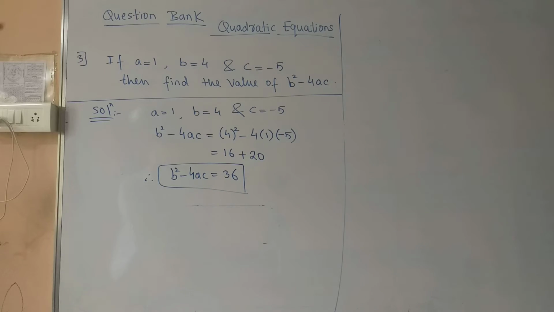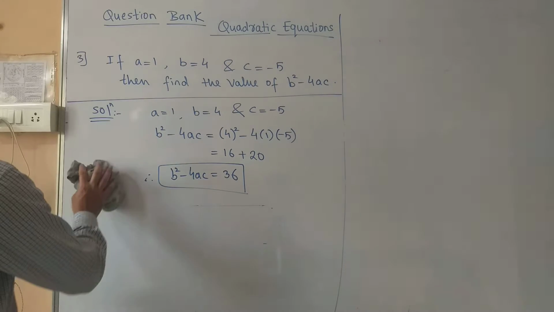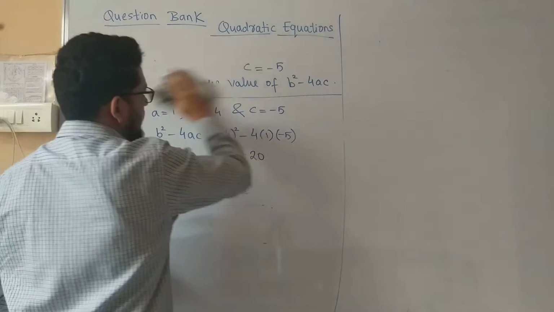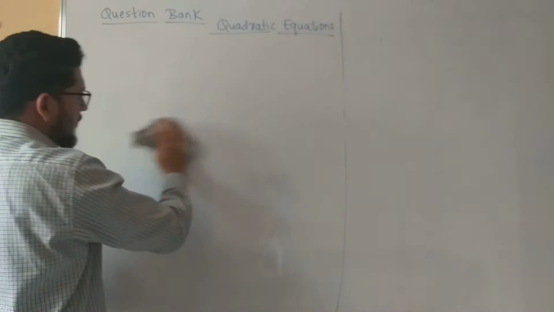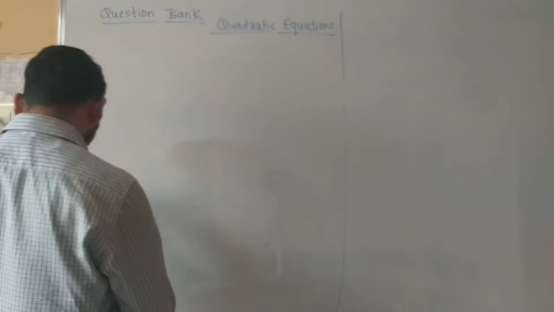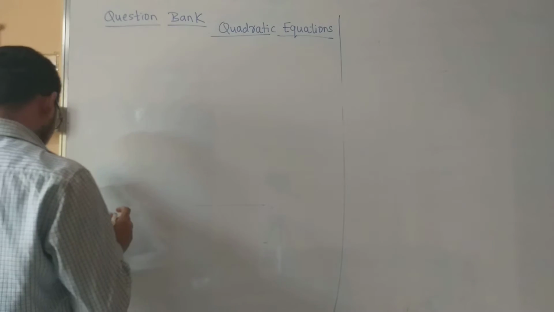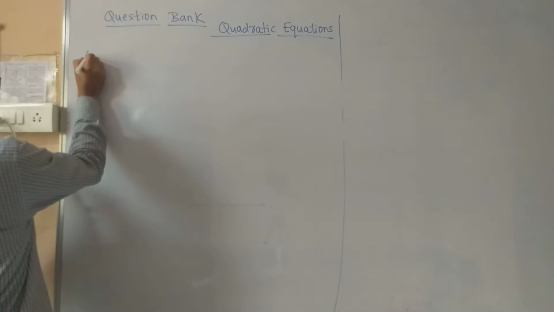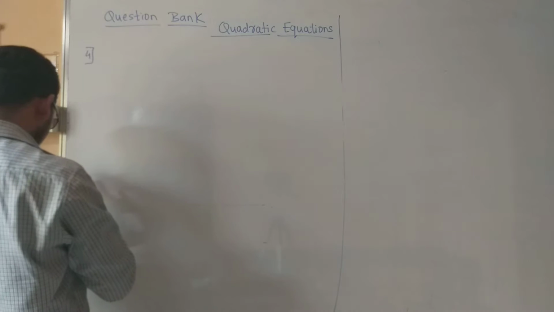Now we'll come to the next question, that is question number 4. These are the 1 mark examples. After that, we'll come to the 2 marks examples. Now here, the fourth example is given. The fourth question is given.